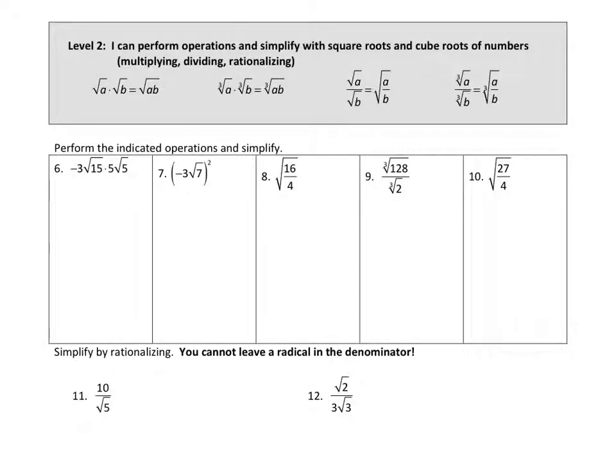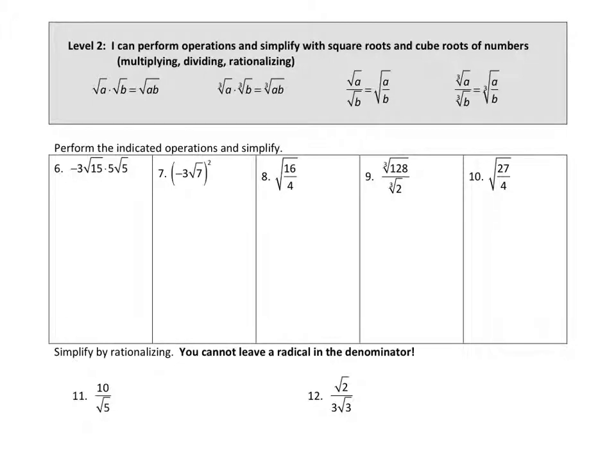In level 2, we will be simplifying radical expressions by multiplying and dividing, and also rationalizing, which means we can't leave a radical in the denominator. So I will teach you how to get the radical out of the denominator.